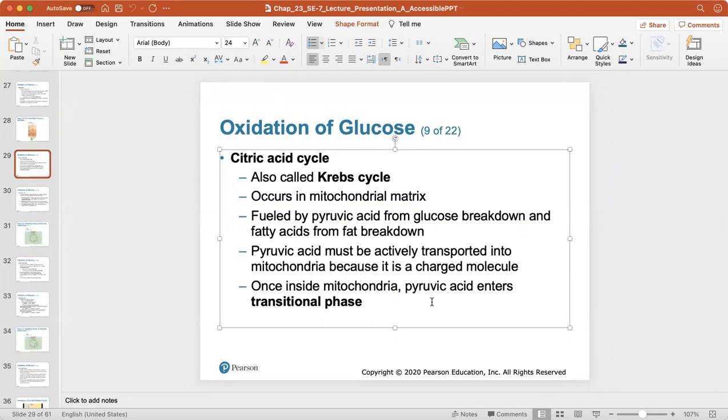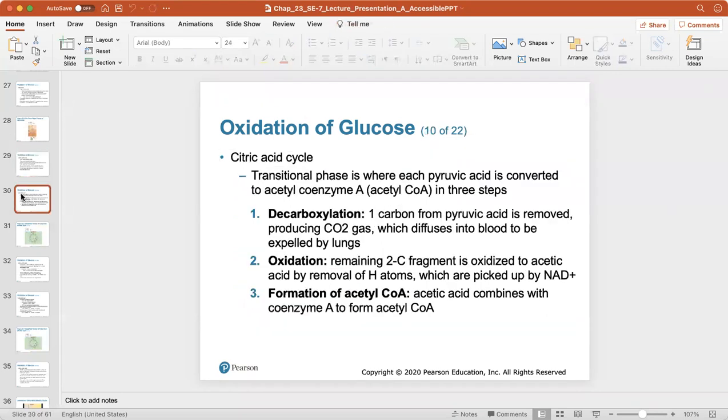And once inside the mitochondria, that pyruvic acid enters what we call a transitional phase. The transitional phase is where each pyruvic acid is converted to acetyl coenzyme A, or acetyl CoA, in 3 steps. Those are the 3 steps, but all I want you to know is that in the citric acid cycle, the pyruvic acid first needs to be converted to acetyl CoA.